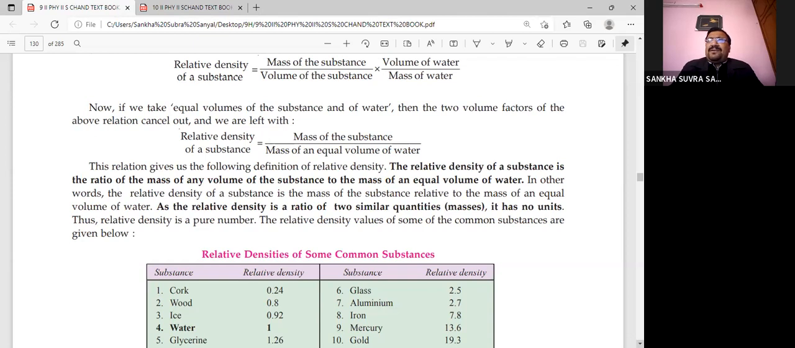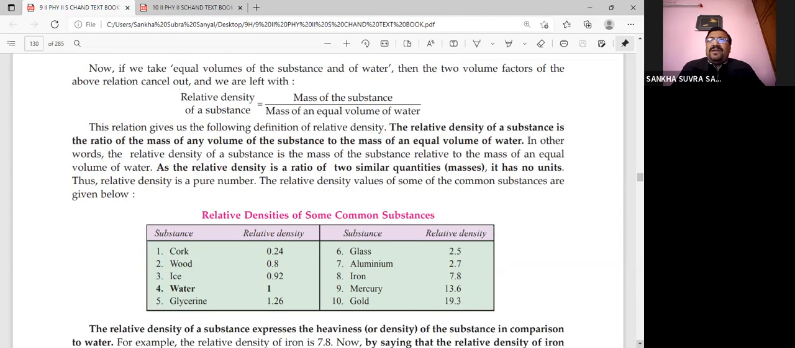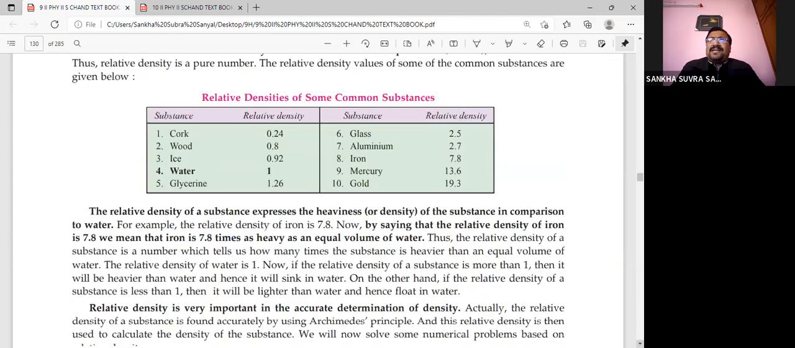Since it's a ratio between two similar quantities, may it be masses, densities, or volumes, it's a unitless quantity. There won't be any unit. So my dear students, this can be a small question set during your exams, which can ask you why relative density is a unitless quantity, or it can be reframed as: what is the SI unit of relative density?